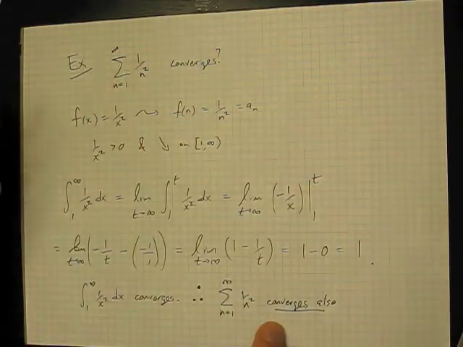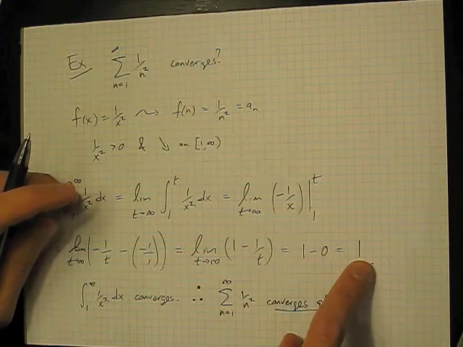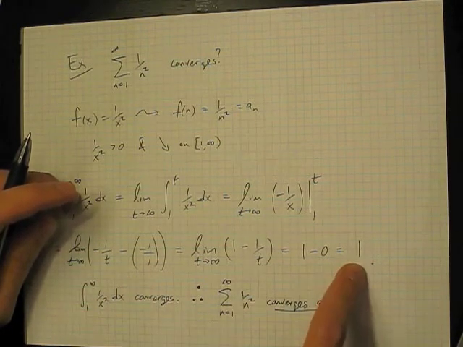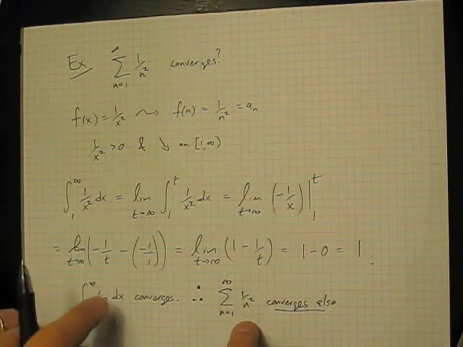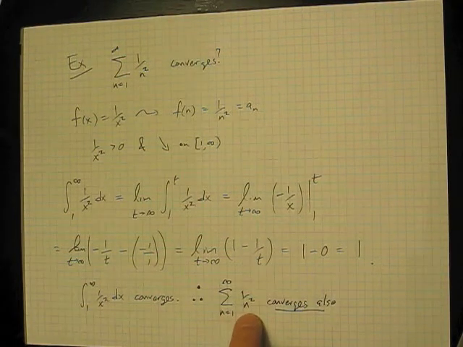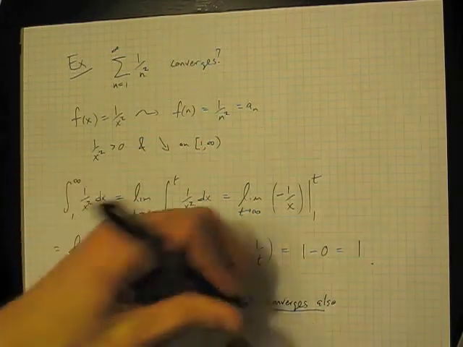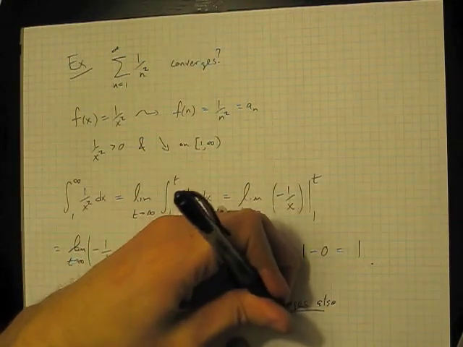Now I want to make sure that you understand that the sum of 1 over n squared does not converge to 1. The improper integral converges to 1. But both of these things converge. They don't converge to the same number, but they converge. And that's all that we really care about, whether or not this series converges. So it converges, but not to 1.